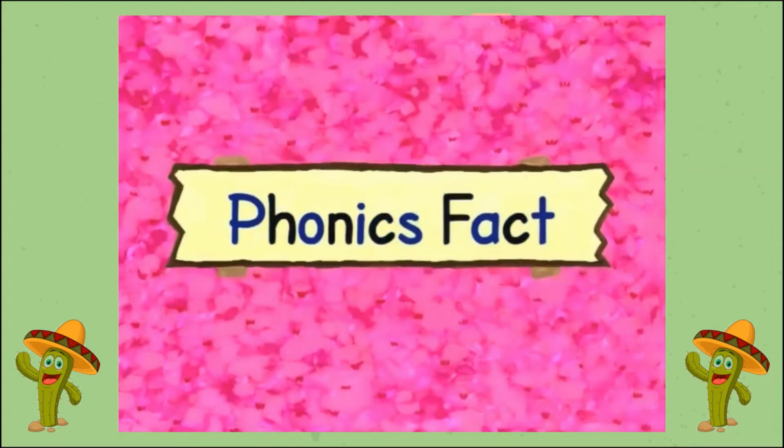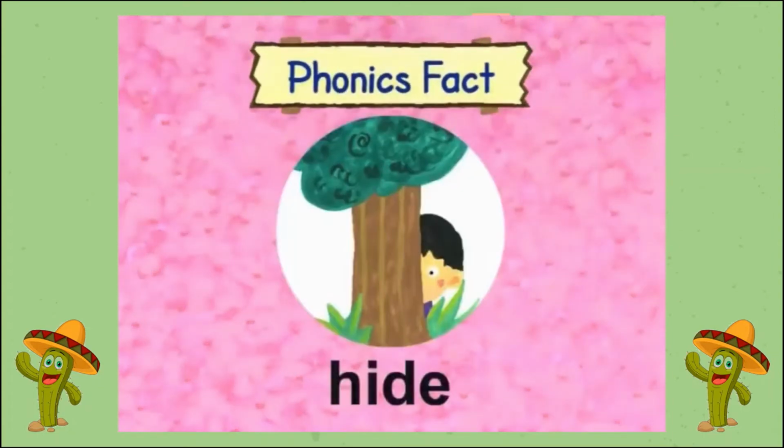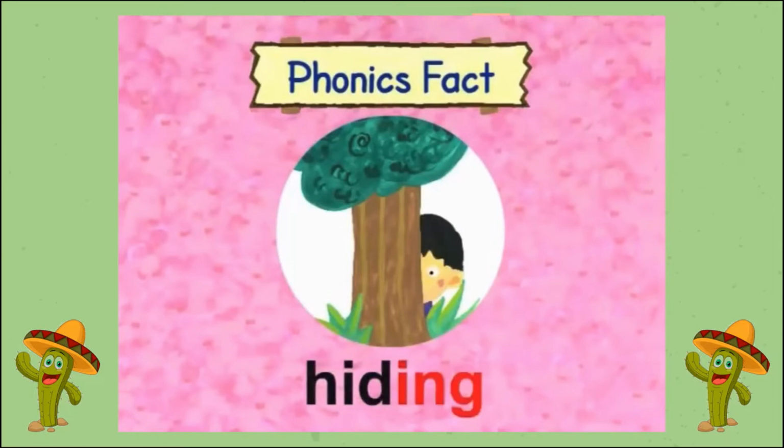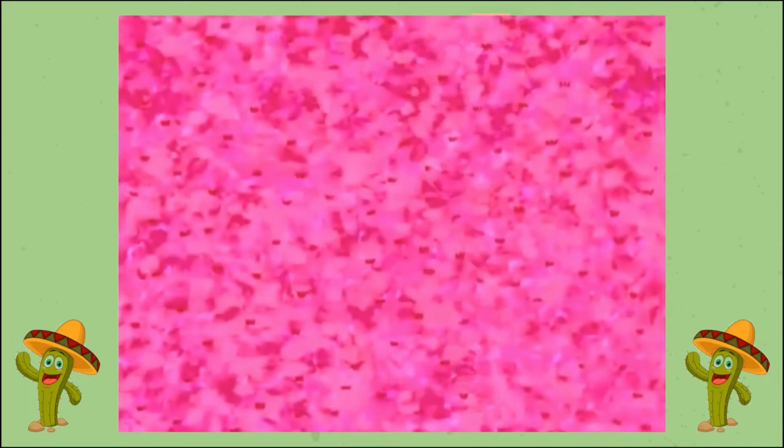Phonics fact. However, when a verb ends in a consonant and an E, we should remove the E before adding ing. Let's take a look at the examples.